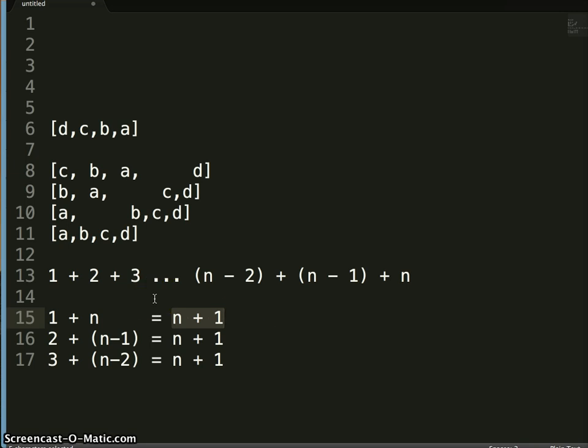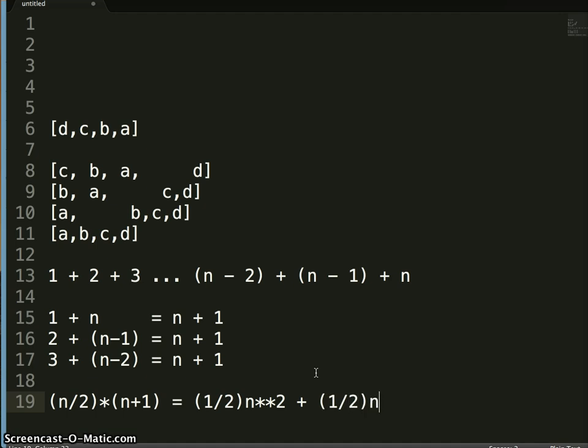And the answer to that is n over 2. So there's n over 2 pairs that equal n plus 1. So it's actually equal to n divided by 2 times n plus 1. And so this is actually equal to 1/2 n squared plus 1/2 n.